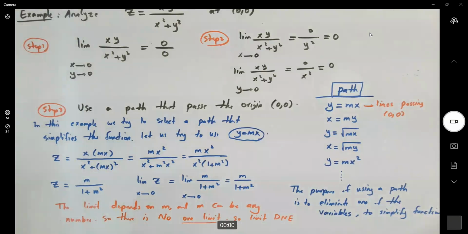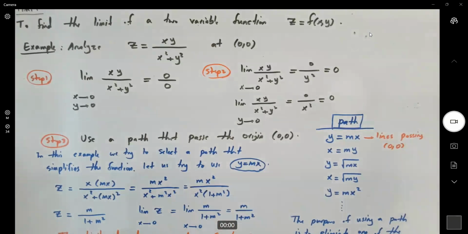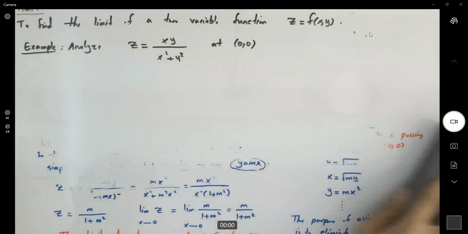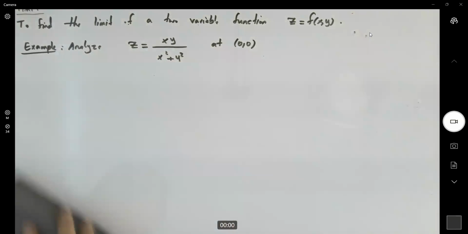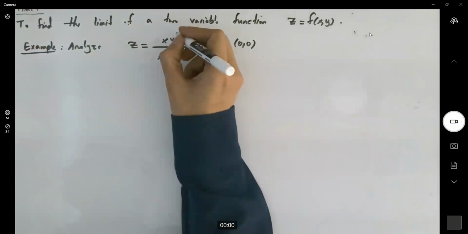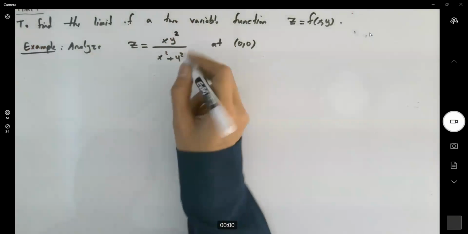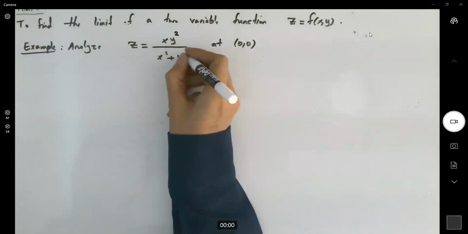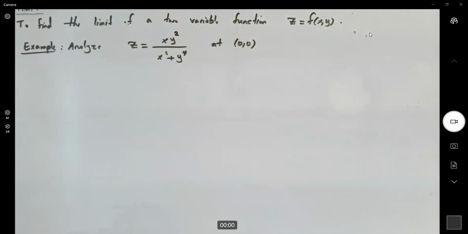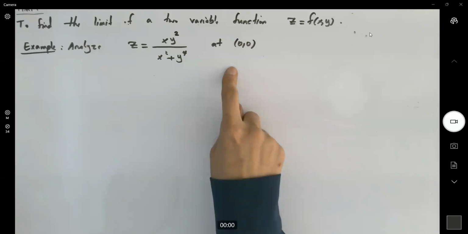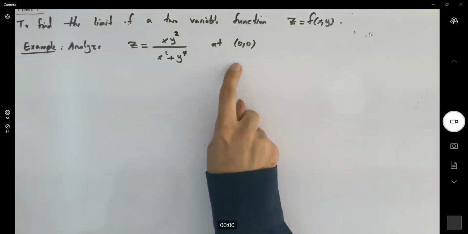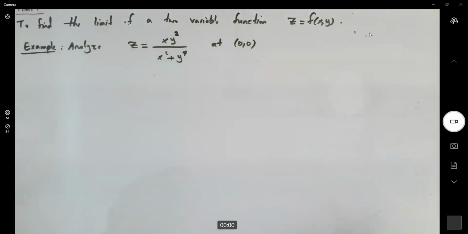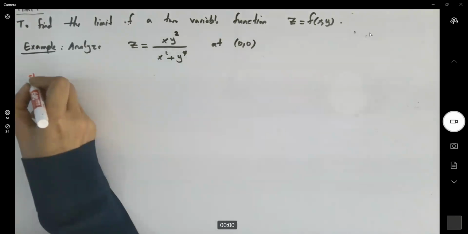Another example for you. In this example, we're going to look at the function x y squared divided by x squared plus y to the fourth. Okay, very good. We're going to analyze the limit of this function at 0 and 0. So let us follow the steps.